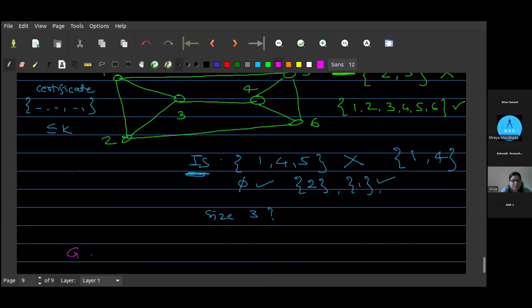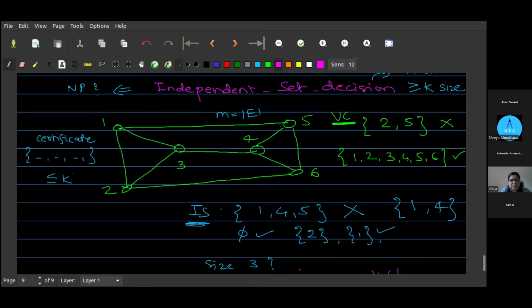So let me write this down. G has a vertex cover of size at most k. It implies that the same graph has an independent set of size at least n minus k, where n is the number of vertices in the graph. And it's the other way around also. It's if and only if, both ways. So I think that is what you said, right? Yes, ma'am. Okay. So does everybody see this?